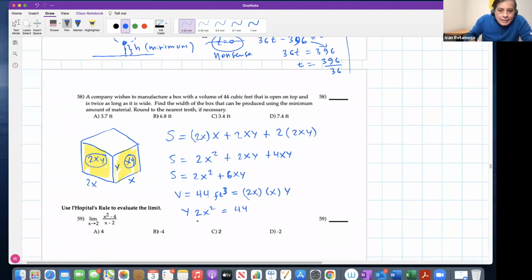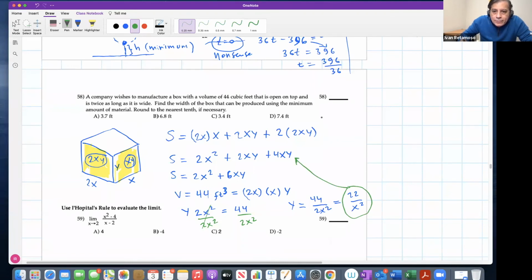Simplifying it, dividing both sides of this equation by 2x squared, I can isolate my y. This cancels. y equals 44 divided by 2x squared, which is the same as 22 over x squared. Now, this substituted into your S function, so that we can have S depending on just one variable.